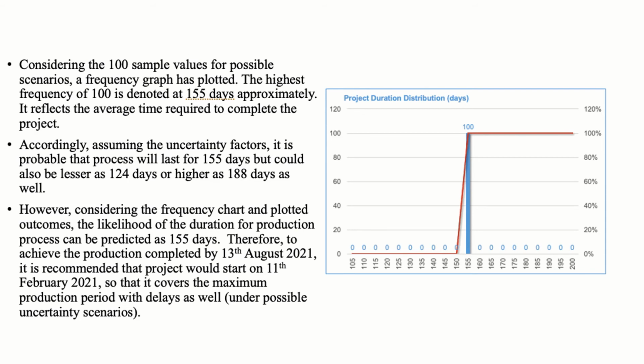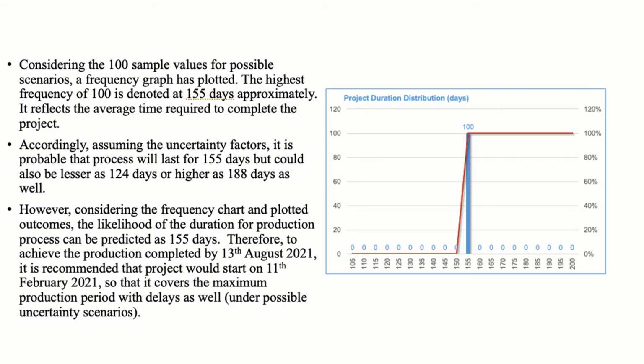Considering the 100 sample values for possible scenarios, a frequency graph was plotted. The highest frequency of 100 is at approximately 155 days. It reflects the average time required to complete the project. Accordingly, assuming the uncertainty factors, it is probable that the process will last for 155 days, but it could also be as short as 124 days or as long as 188 because it involves a lot of uncertainty.